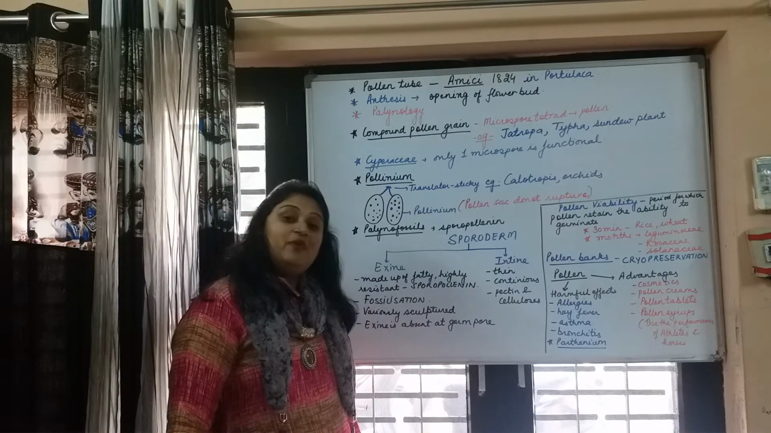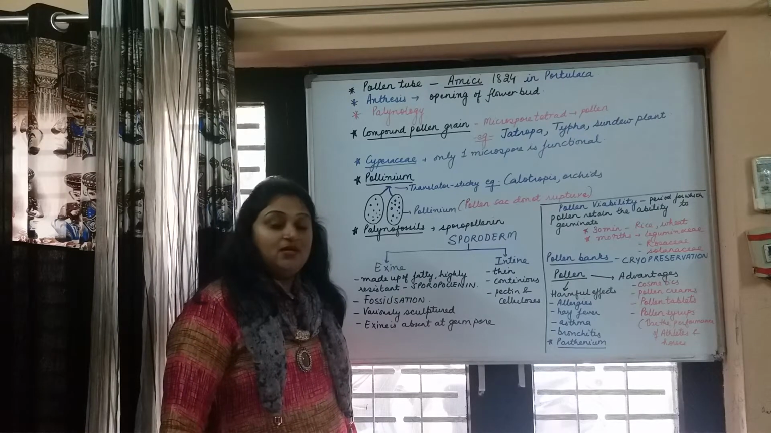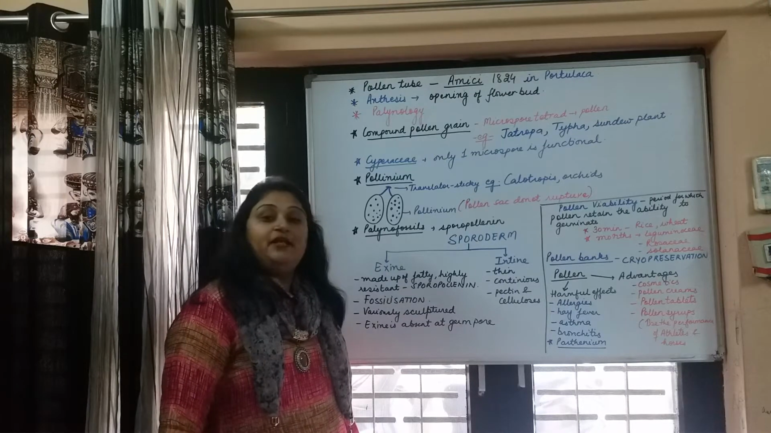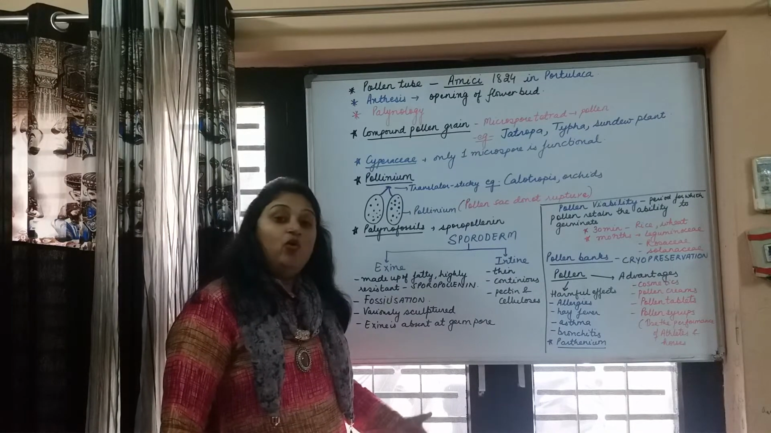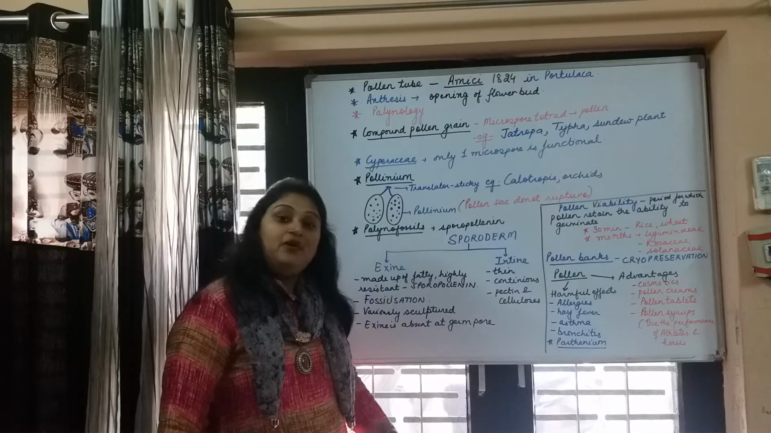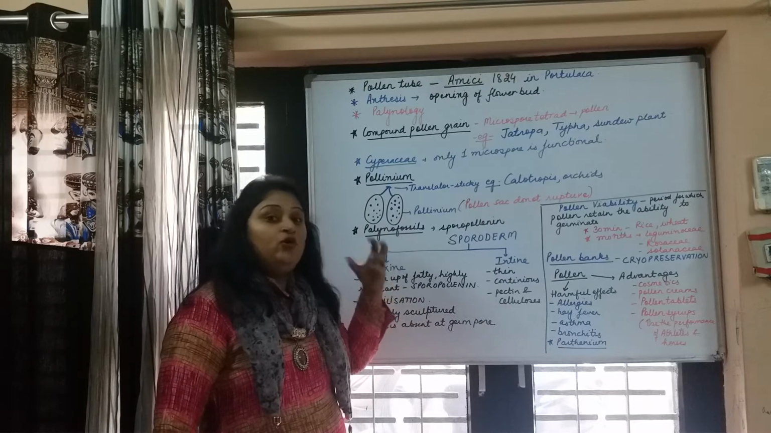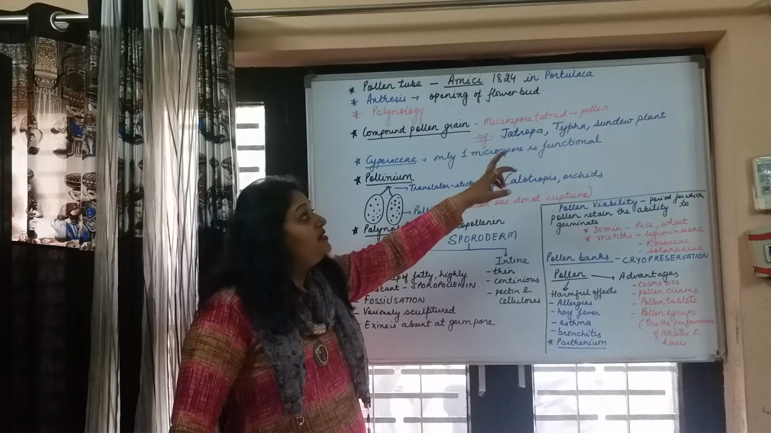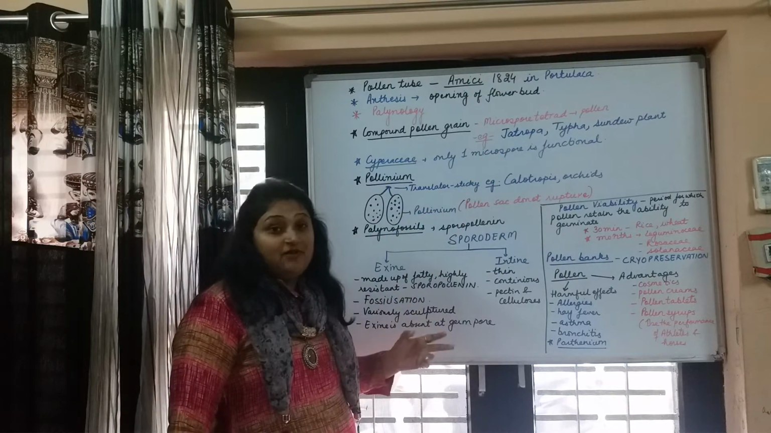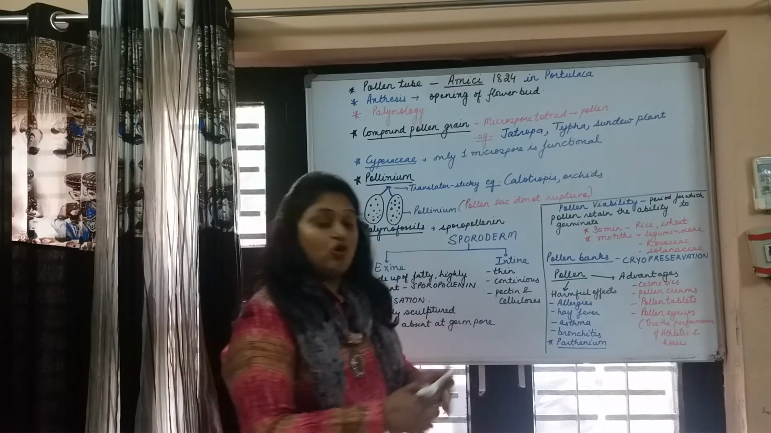We know when each microspore separates out, it forms a pollen grain. But in some species, the 4 microspores which are formed after the meiosis do not get separated. The callose deposition does not dissolve, and the whole microspore tetrad behaves like a pollen, and that is why it is called a compound pollen grain. It is seen in many species like Jatropha, Typha, sundew plant. Sundew plant, we are very familiar that it is an insectivorous plant, and its scientific name is Drosera.